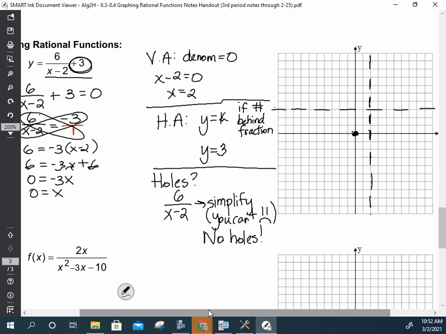Simplifying it means you can factor the top, you can factor the bottom, and something will drop out. That's what it means to be able to simplify. So, anyone with any questions before we turn to our calculator?